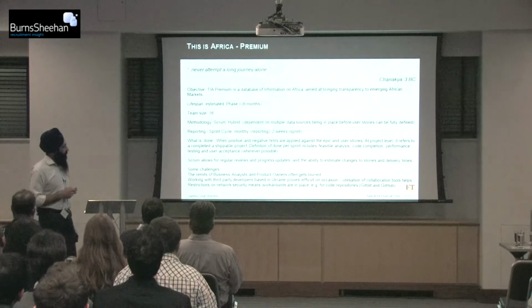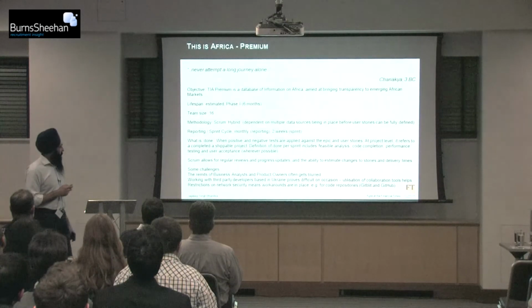Lifespan, the first estimated phase is 6 months. Team size, slightly bigger. And this is what we consider Scrum hybrid. This is effectively because, again, of dependencies on third parties. In order to compile this database, we need multiple feeds from multiple sources. Until those feeds are in place and we've got that database established, only then can you actually work on it. That's one of the key problems here, hence this Scrum hybrid term that we're using.